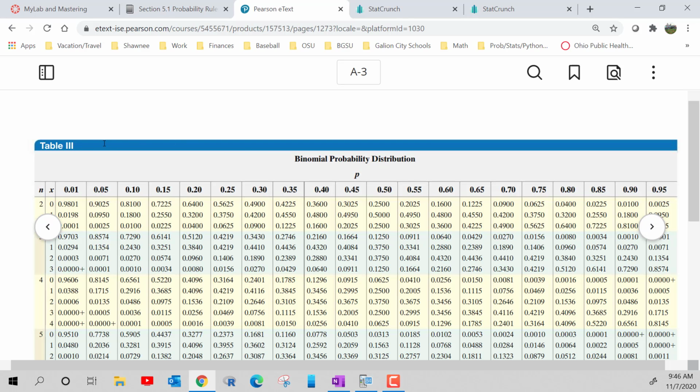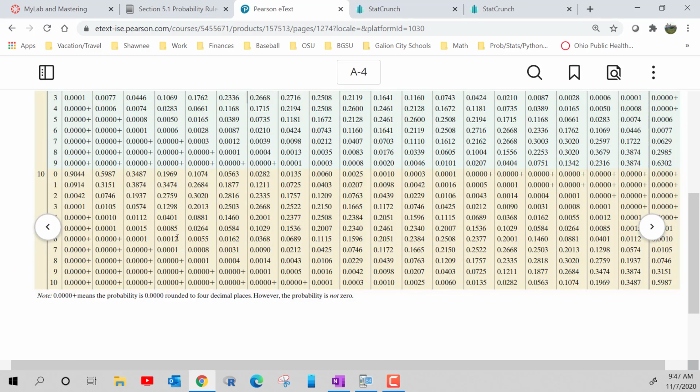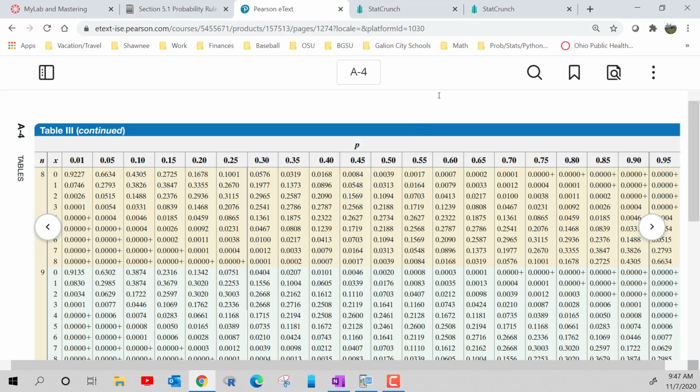So you just have to be familiar with how the table's arranged. The first thing you want to do is look on the very first column is n. So you want to find your n value in the table first, right? And then you're going to find the particular p-value that you're looking for. And then you're going to go down to the row that matches up with the x value, the number of successes that you're looking for. So you have to be, again, just comfortable with this table. So we had an n value equal to 10, so I need to find the n value of 10, which is this page here.